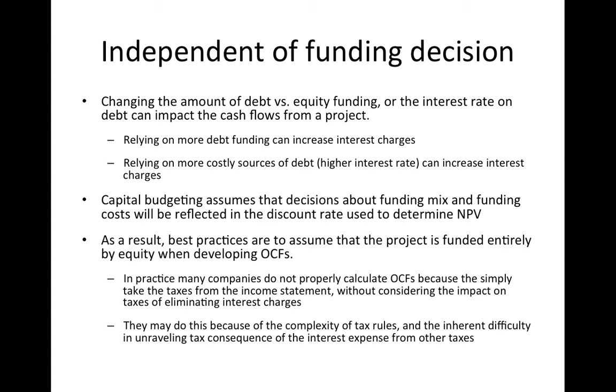But honestly, one of the reasons they do that is that in our simplified examples, we often think in terms of the tax rate being 25% or 30% or whatever it is, and so you think you could just back out the consequences of the interest. In reality, the tax situation for companies can be very, very complex, so backing out an interest expense from the tax calculation can be a very complex process. And so a lot of companies just simplify by ignoring this.